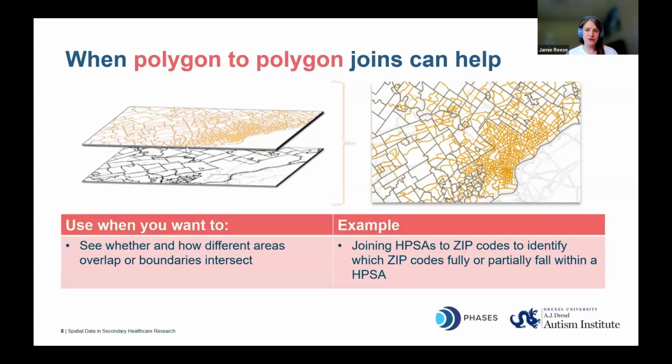Another type of spatial join is joining one polygon layer to another. This would help you determine whether and how different shapes overlap or intersect with each other. In this example, you can see the same municipal boundaries in gray, and then you see the smaller areas, the smaller boundaries in orange. Those are census tracts. I'm going to share an example later of how I've started using this as a way to explore health professional shortage areas as context for Medicare and Medicaid claims data.